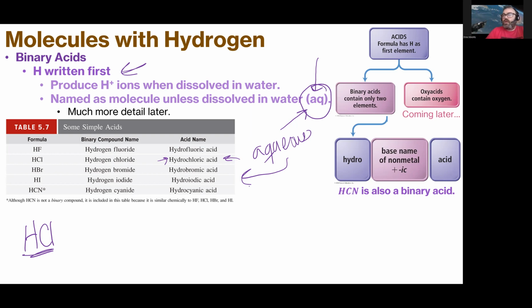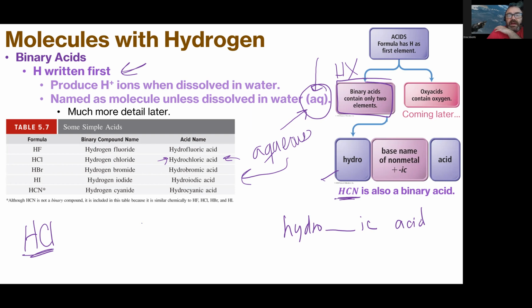But so the way this is going to work is your binary acid contains only 2 elements. One of them has to be hydrogen and the other one is something else. And whenever we name these, we're going to say it's hydro-something-ic acid. Okay, so hydrochloric acid is HCl, or hydrobromic acid, HBr, hydroiodic acid, HI, all this fun stuff. It's also important, I want to point out here that HCN counts as a binary acid.